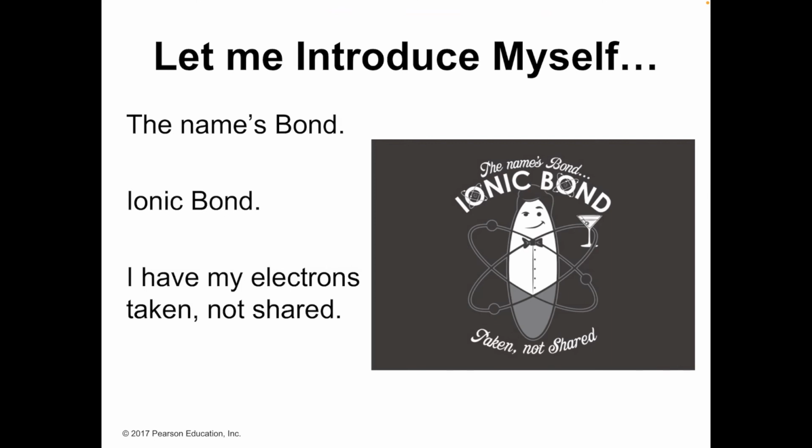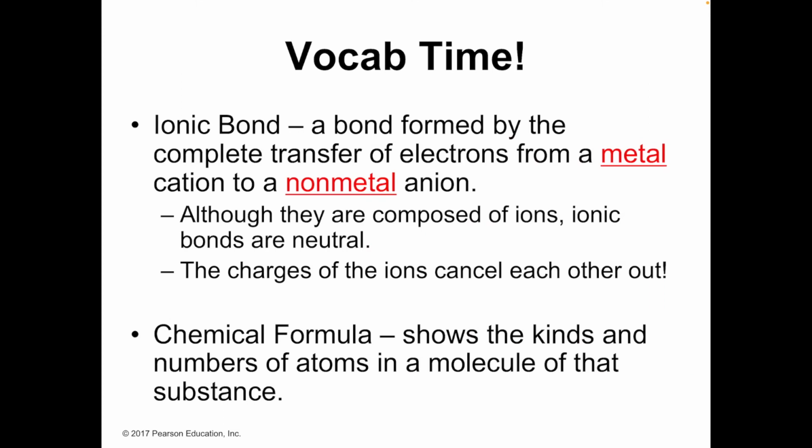Okay, so now we are going to start talking about ionic bonds. And in ionic bonds, we're having an exchange of electrons, right? Electrons are being transferred from the metal to the nonmetal. So that's why Mr. Ionic Bond here says that he has his electrons taken, not shared, right? The sharing of electrons we will talk about when we get into covalent bonds a little bit later.